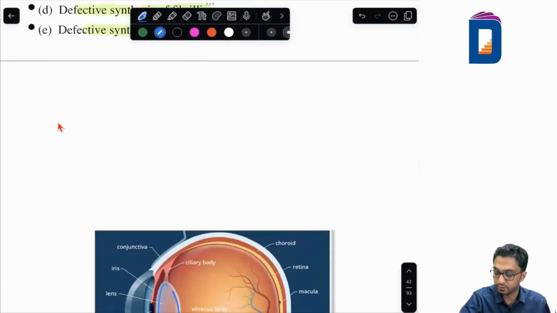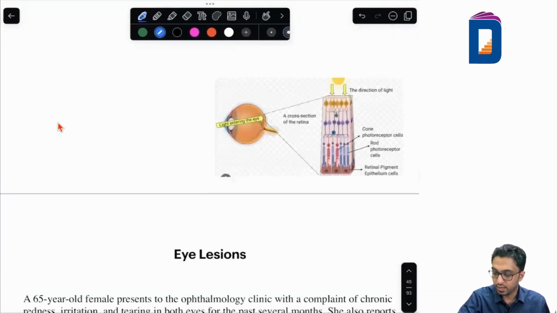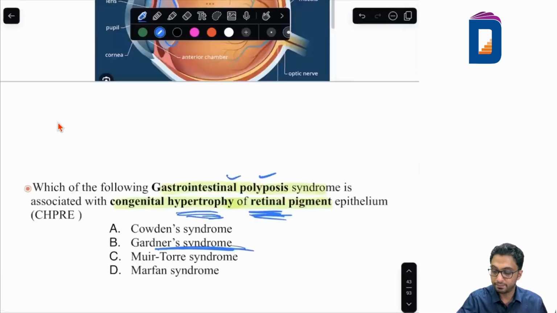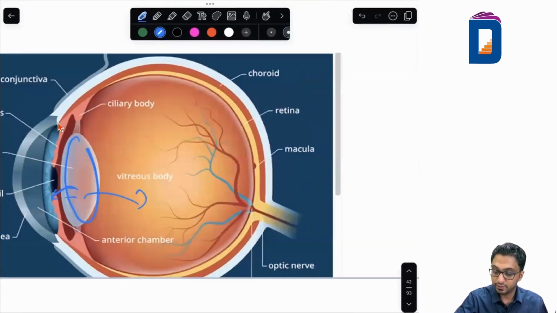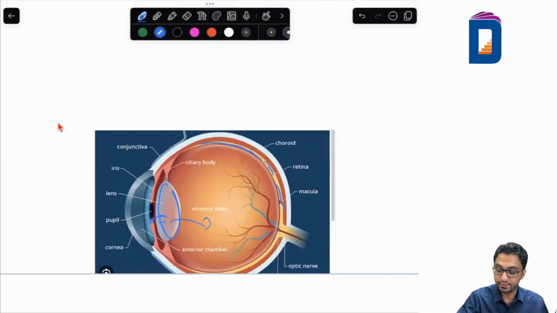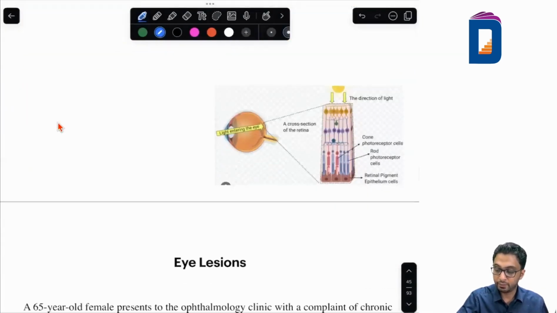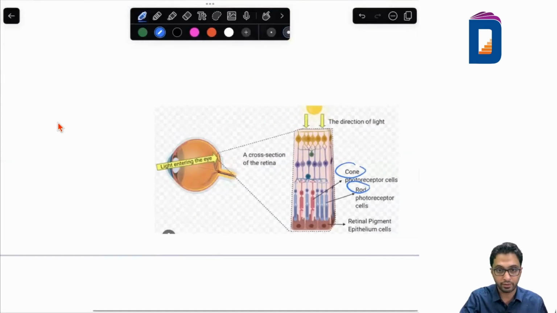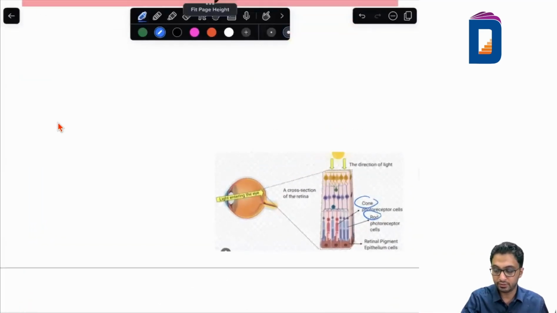The question is, basically I'll show you a bigger picture. This is basically the retina, the yellow region, where the light falls and you get the vision. If you enlarge that part, you have got your little retinal pigments, the rods and cones. So that gets hypertrophied. That is one of the lesions.